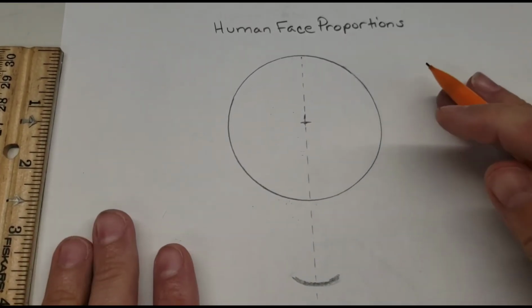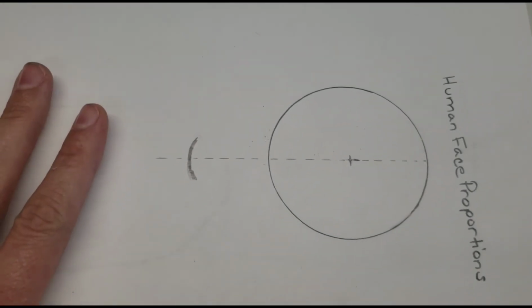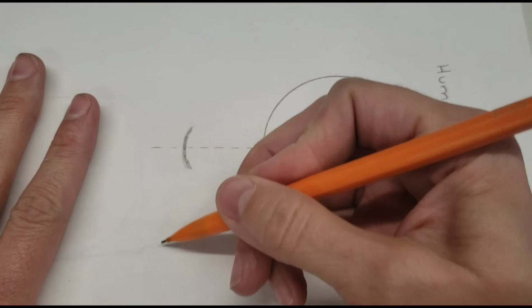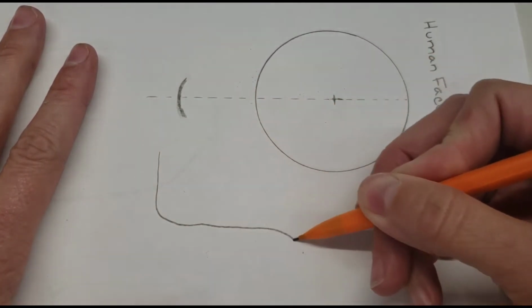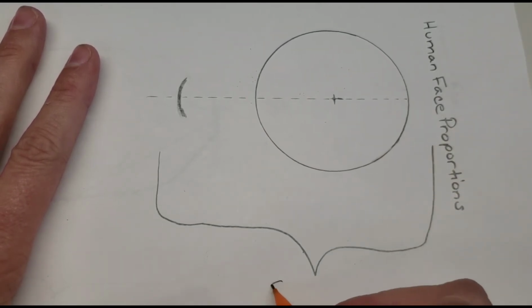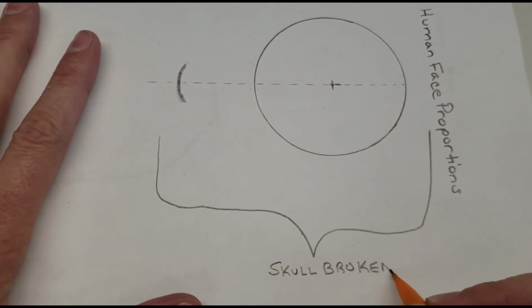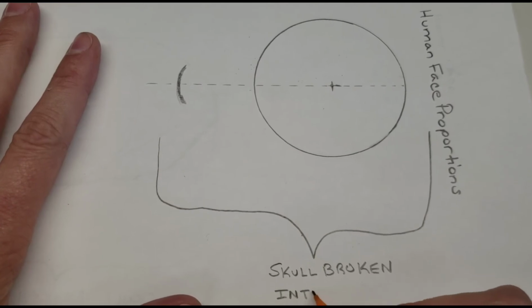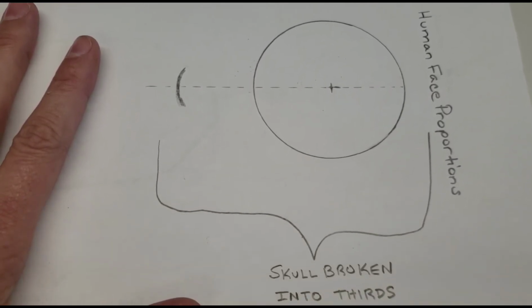So here are some notes for this particular part. We're going to write notes because this is how in art we take notes. So I'm going to just do a big little kind of parentheses. This is the skull, which can be broken into thirds. Remember, you need to label all of your notes.